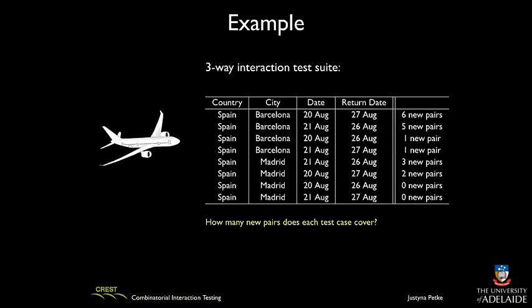Now maybe we can reorder them a little bit, right? As we noticed, Spain and Madrid happens relatively late. Maybe we can do something about the order to potentially cover this combination, Spain and Madrid, early on.